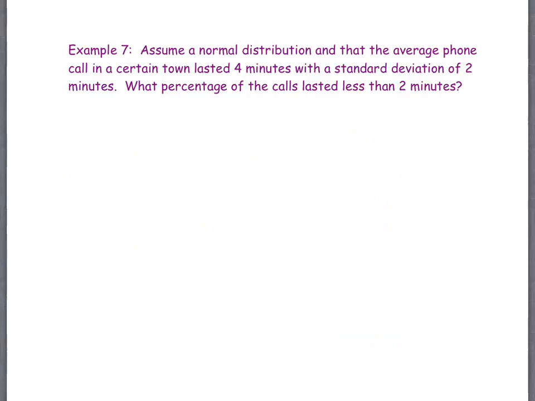All right, so let's take a look at a problem. We're going to assume a normal distribution where an average phone call in a certain town lasts 4 minutes with a standard deviation of 2 minutes, and we're asked what percentage of the calls last a certain length of time. So when we're working these normal distribution problems, the key to doing all of them is, you need to draw a diagram. You need to draw that normal curve. So that's the first thing you're going to do, okay? So you're going to draw or attempt to draw a normal curve.